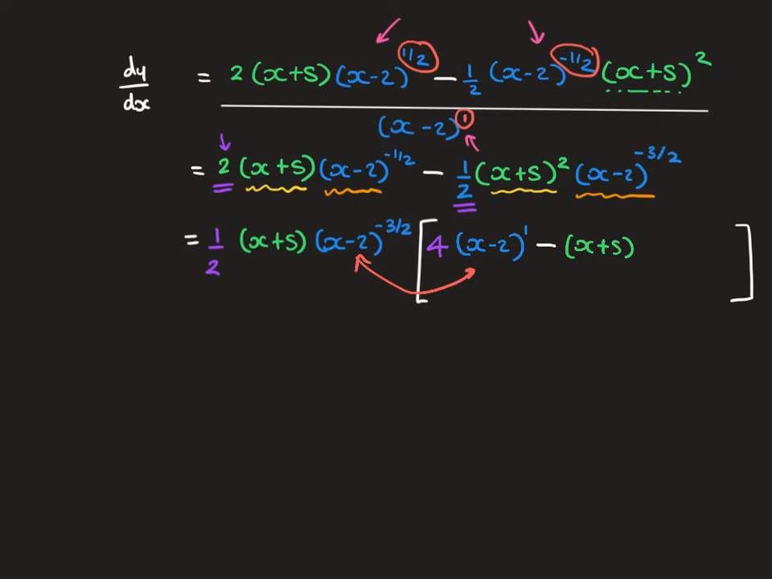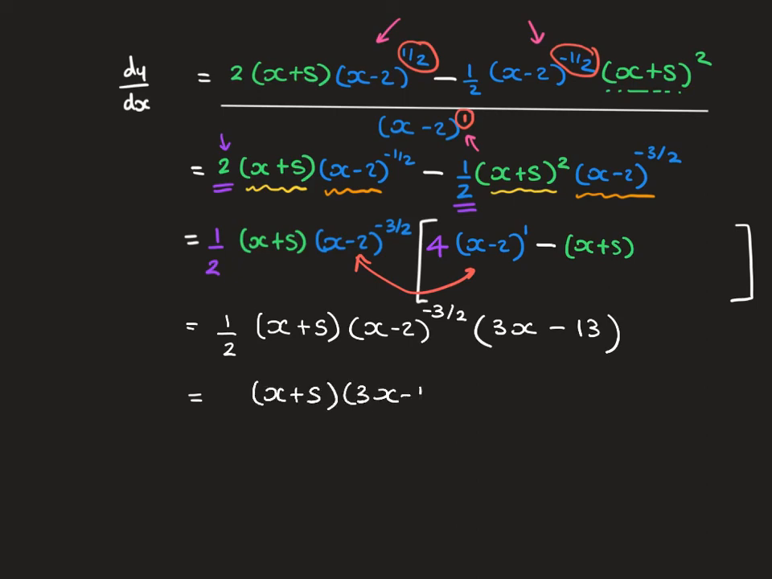Then just simplify everything carefully, so we end up with a half, x plus 5, x minus 2 to the negative 3 over 2, and then the part in brackets simplifies to give me 3x minus 13. Now, sometimes we then like to write this in a fractional format. So the numerator would contain the x plus 5 and the 3x minus 13. And the denominator would contain the 2 and x minus 2 to the power of 3 over 2.